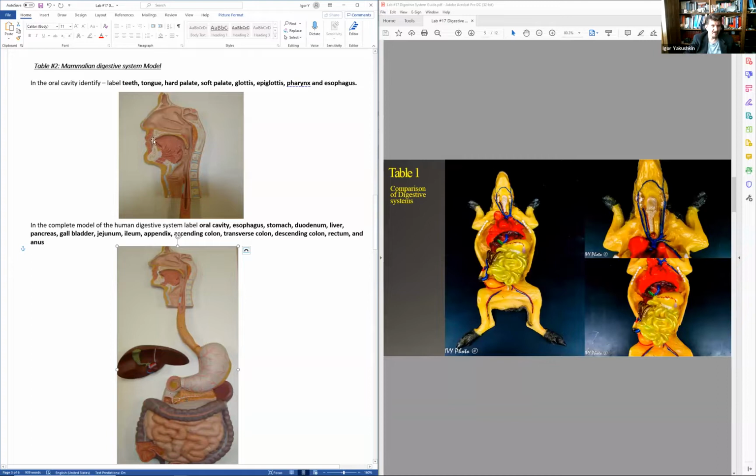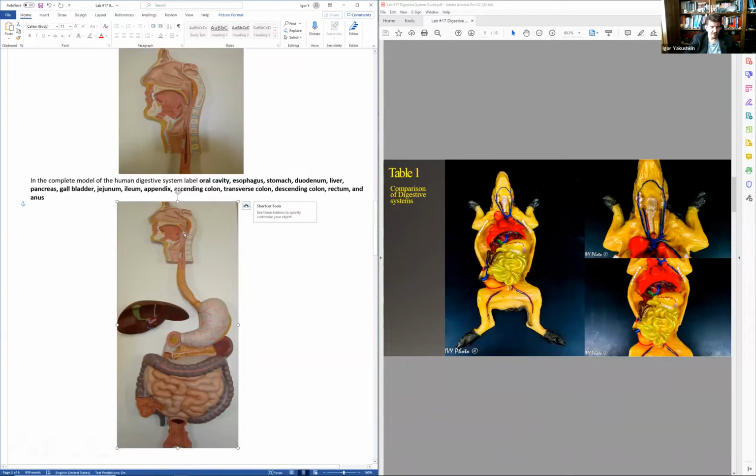So we have teeth right here, and the tongue. I think that's the only muscle which is attached on only one end. Most of the muscles are attached on both ends. So the hard palate is the one where you have the bone, the soft palate is where the bone is not present. Glottis, that particular opening. Epiglottis is the flap. Pharynx is the area where the windpipe and the esophagus separate. And the esophagus is the tube connecting the mouth with the stomach.